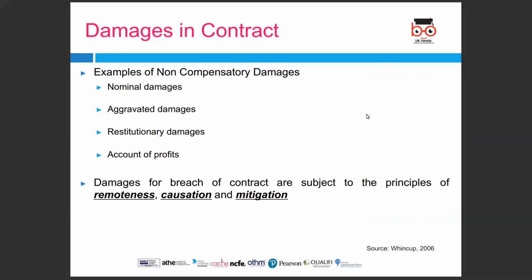And examples of non-compensatory damages. So we've got nominal damages, aggrieved, aggravated damages, restitutionary damages, and accounts of profits. Damages for breach of contract are subject to the principle of remoteness, causation, and mitigation.